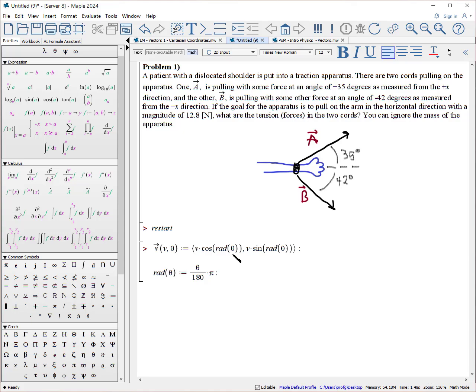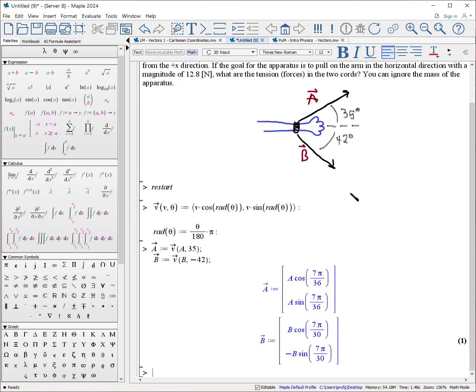Since the angle may be in degrees, in fact we're expecting it to be in degrees, we need to come up with a function which converts it to radians. There is a function that does convert an angle from degrees to radians, but let's explicitly write out this function. Here we're going to create a and b by the function v, passing it the magnitude and the direction as a value in degrees. Unless we ask for a floating point approximation, Maple will return a precise answer.